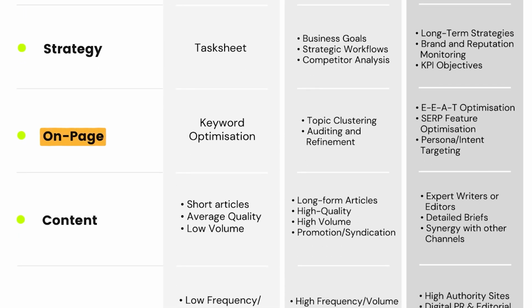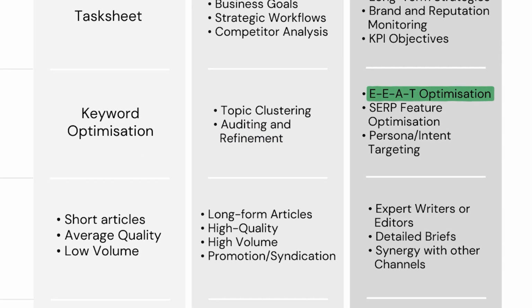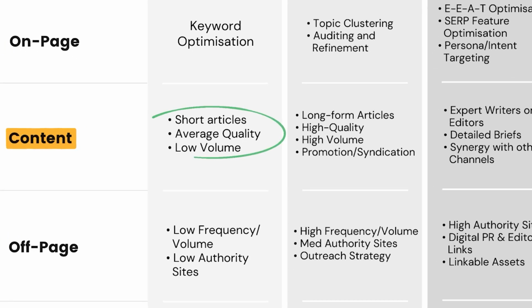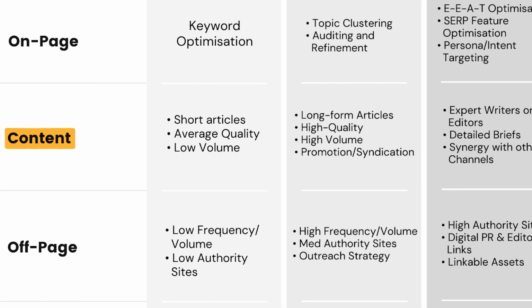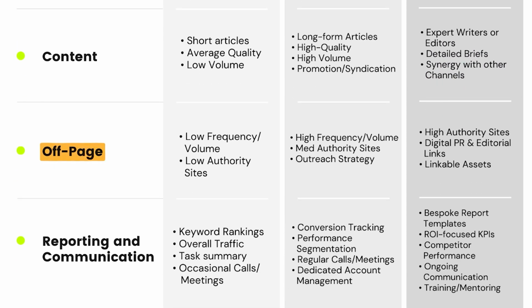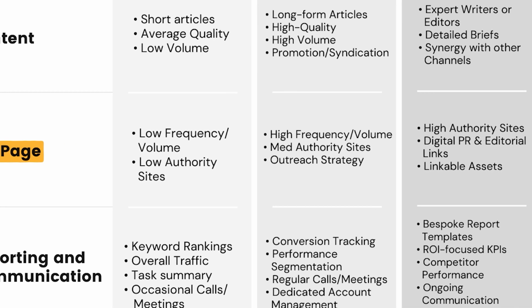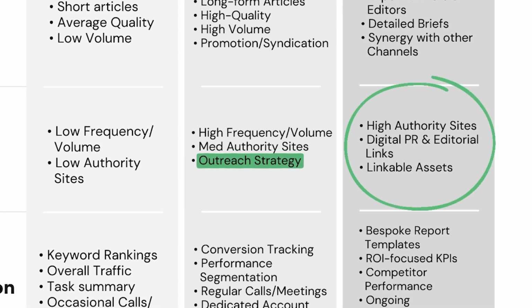On-page. On-page services vary from basic keyword optimization with simple reports all the way up to extensive EEAT optimization, SERP feature optimization, and tailored persona targeting. Content. At the low end, content services will offer short articles with average quality. At the high end, the content will be written by expert writers using thorough and specialized briefs ready for cross-channel repurposing. Off-page. Off-page services range from low-level link building on low-authority sites all the way to in-depth outreach strategies targeting high-profile, high-impact links from niche-relevant sources.